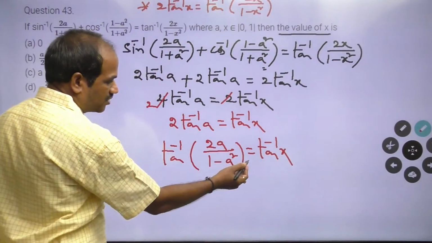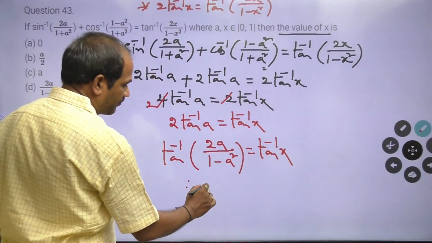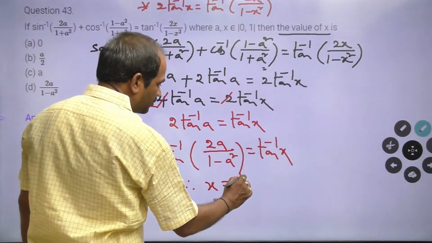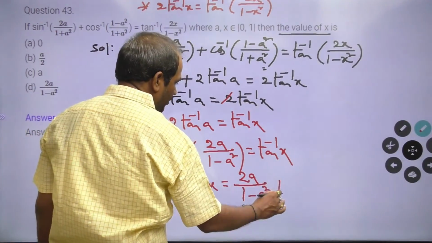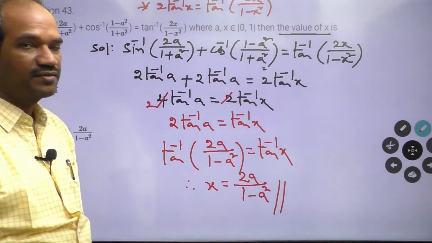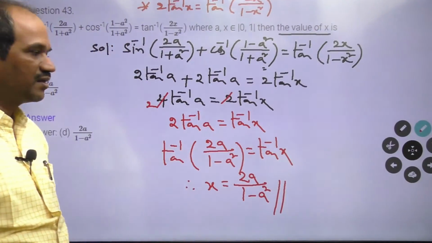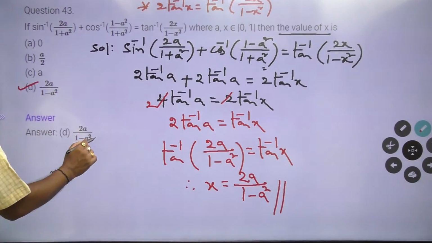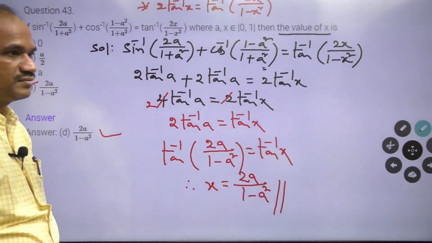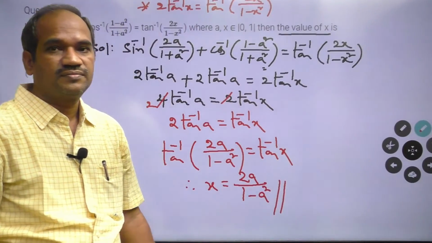Remove tan inverse on both sides. Therefore, the x value is 2a by 1 minus a square. This is the x value. Check the answer: 2a by 1 minus a square, the fourth option. This answer is right. Write this question.